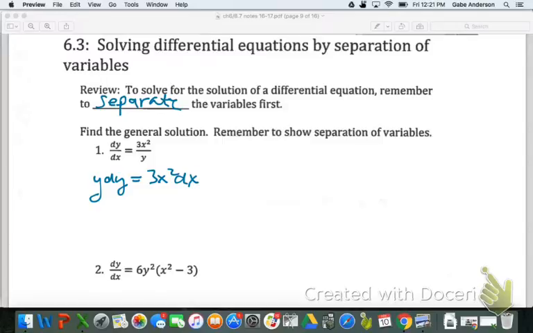Okay, once you separate the variables, what always comes next? Yep, we're going to find some antiderivatives here, so those little integrals go in there. On the left side, what is the antiderivative of y dy? Y squared over 2, agreed. Equals, how about the right side? Just x cubed, right? Yeah, 3x cubed over 3.